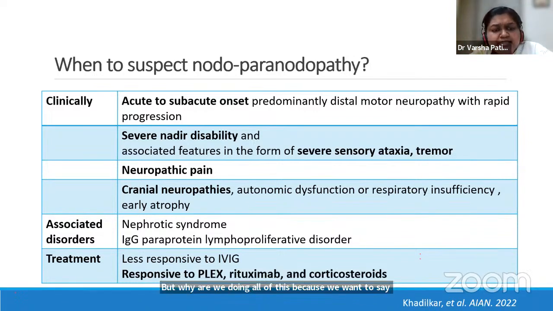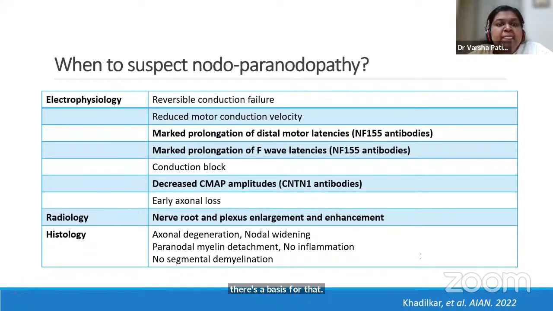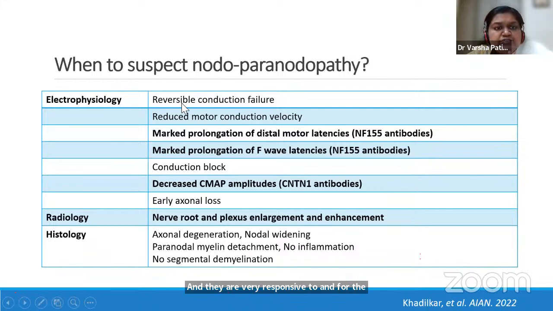So what's important to know is that they are less responsive to IVIG, and there's a basis to that, and they are very responsive to plasma exchange, rituximab, and corticosteroids. In the electrophysiology, we know you can get a reversible conduction failure, and you can have markedly prolonged latencies like the neurofascin 155 associated, and sometimes even discrete CMAP amplitudes. Radiology, as we saw very prominently, you can have nerve enlargements, and histopathology was also shown earlier.